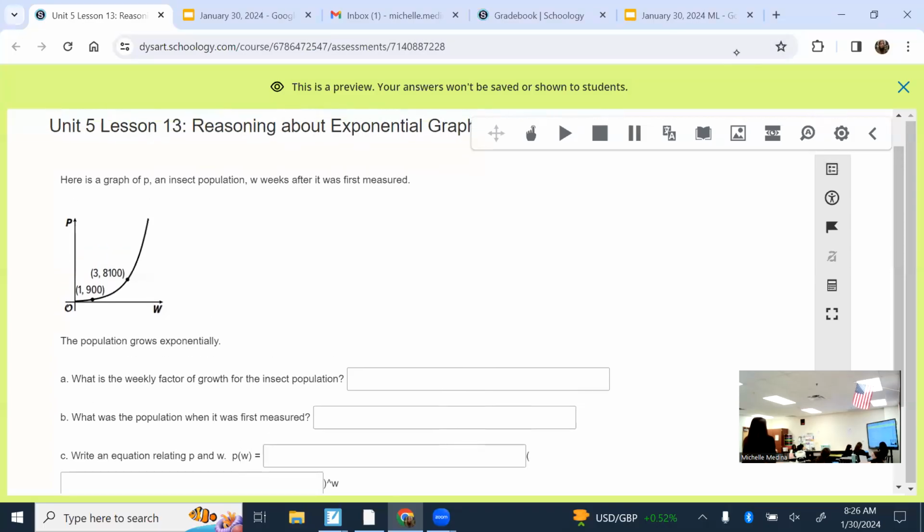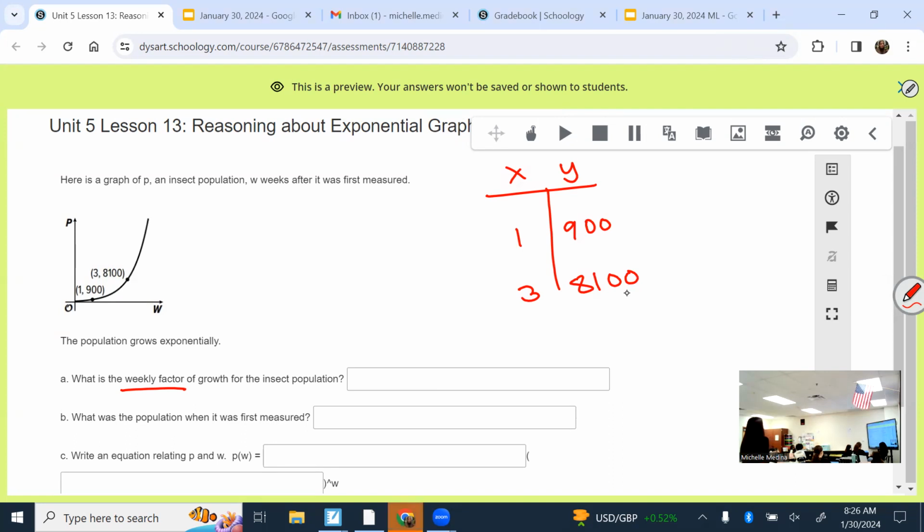Number one on your lesson 13 practice was kind of tricky because they wanted you to find the weekly factor, but they didn't give you 2 weeks that are right next to each other. They gave you week 1 and week 3. So I still recommend organizing it in a table. That usually helps me. And basically you need to find the pattern even though they're spread apart.